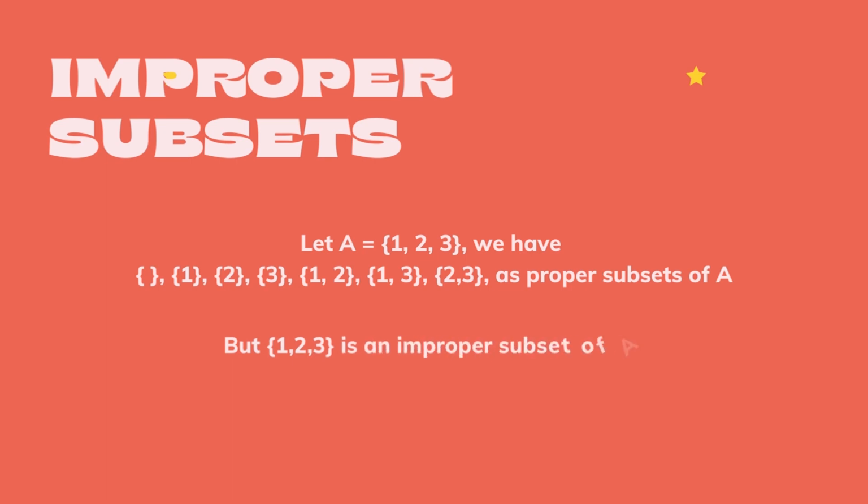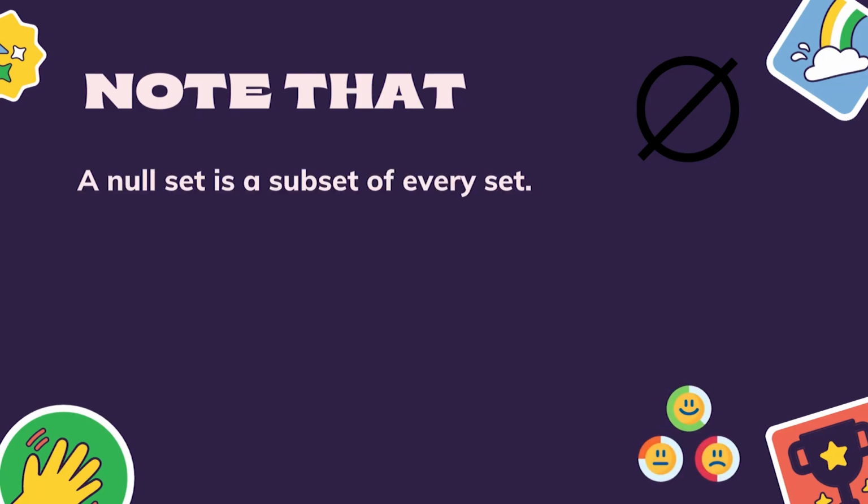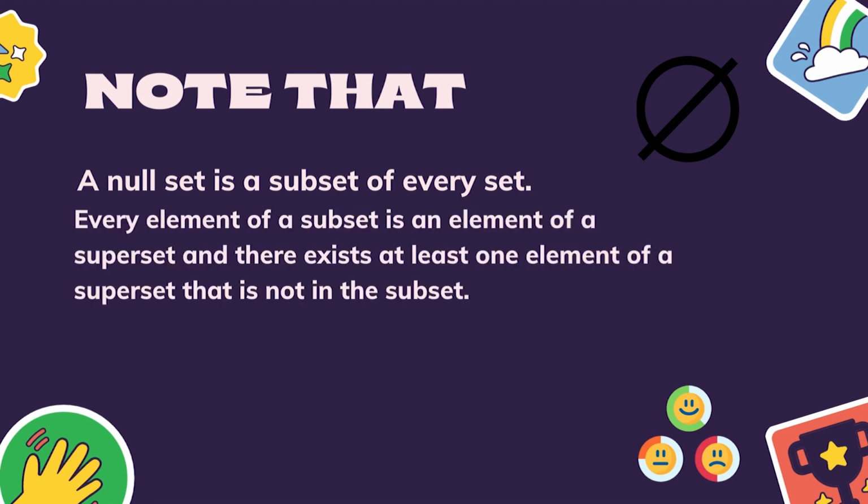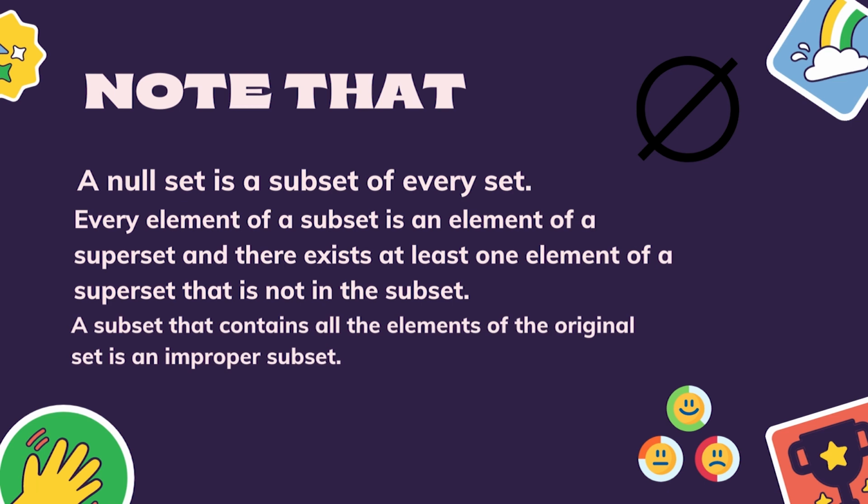Improper subsets: a subset which contains all the elements of the original set is an improper subset. You should know what a null set is, and a null set is a subset of every set. Another note to remember is that every element of a subset is an element of a superset, and for a proper subset there exists at least one element of the superset that is not in the subset. Another note to be mindful of: a subset which contains all the elements of the original set is an improper subset.